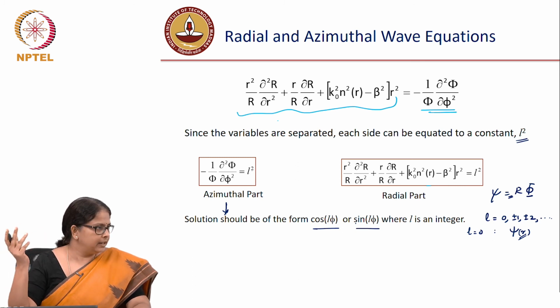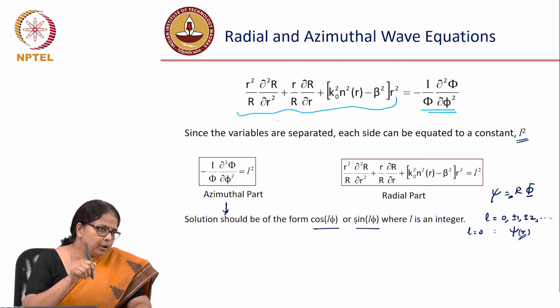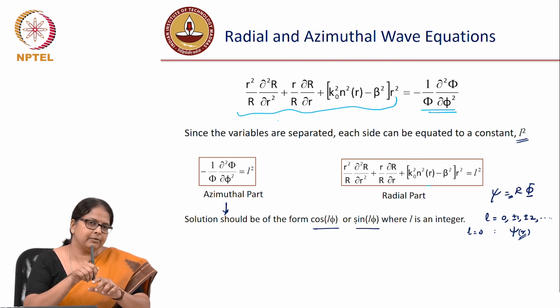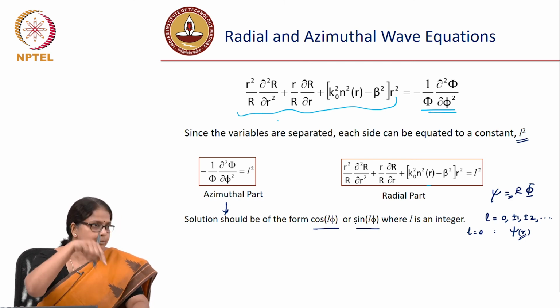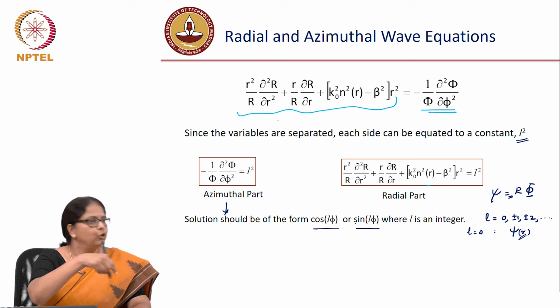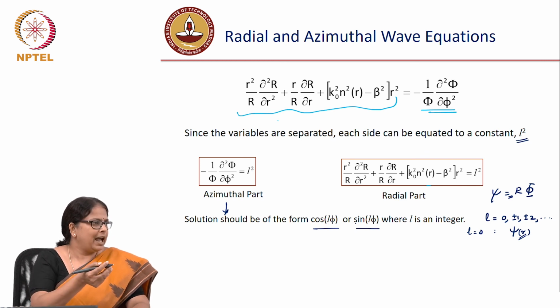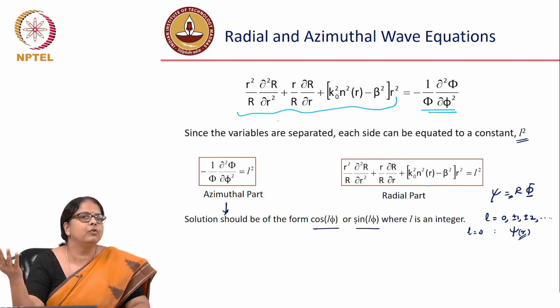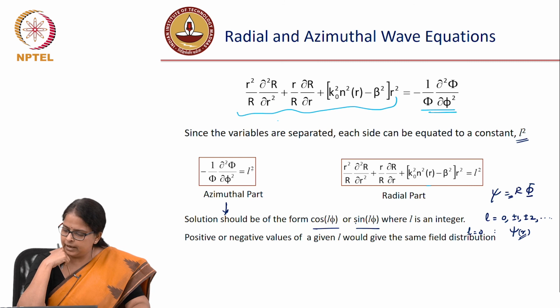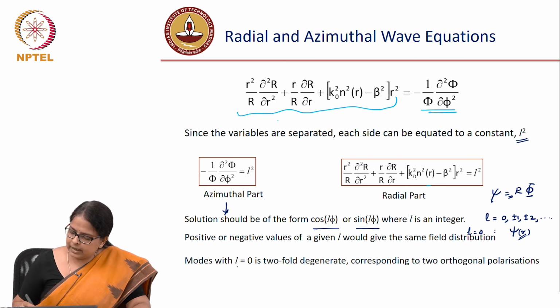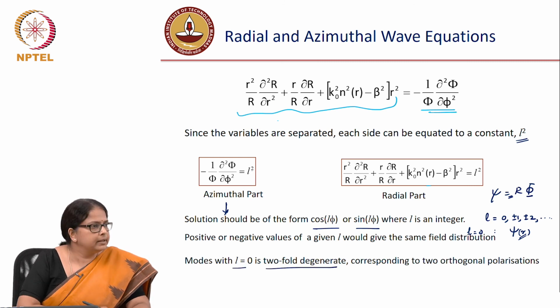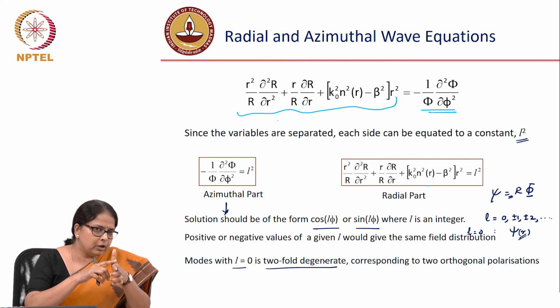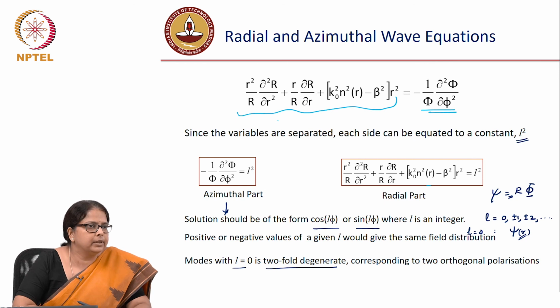So what we are saying is, when you have L equal to 0, you can't distinguish between cos alpha and sin alpha. So there is only one possibility that exists for the azimuthal variation, which is no azimuthal variation, and for that you have two polarizations. So this mode is two-fold degenerate. Modes with L equal to 0 are two-fold degenerate. The factor of 2 is coming because two polarizations can be supported.